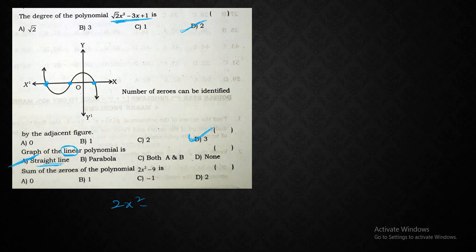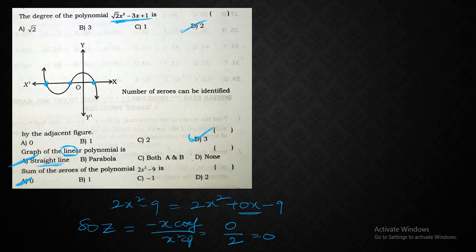Next, the sum of the zeros of the given polynomial. 2x square minus 9 is my given polynomial. If I write it in standard form, 2x square plus 0x minus 9. Now, what is the formula for the sum of zeros? The sum of zeros is given by minus x coefficient by x square coefficient. But here, do you have an x coefficient? The x coefficient is 0, so 0 by 2, which is 0. So the answer is option A.